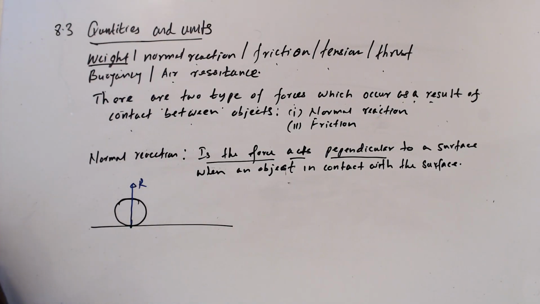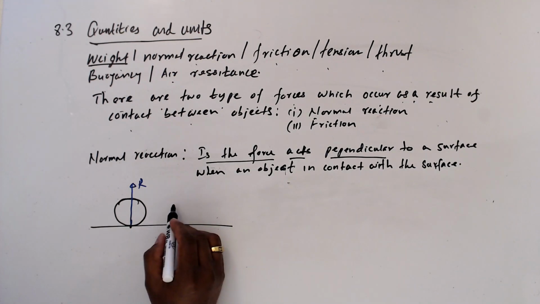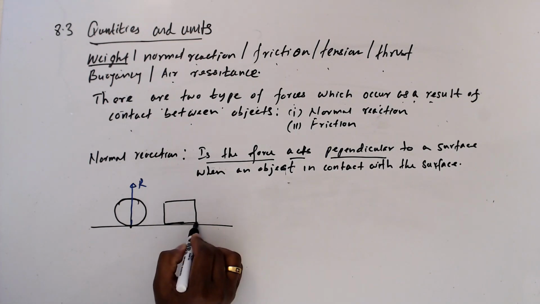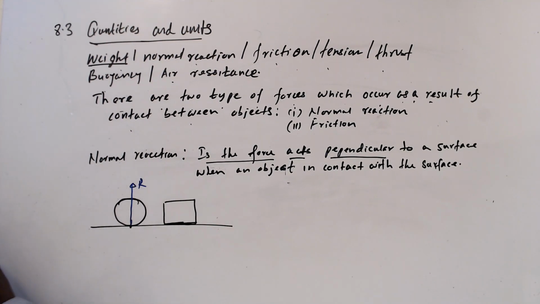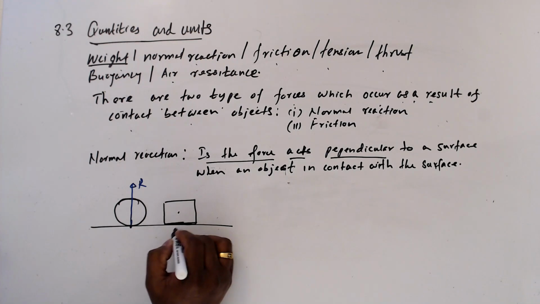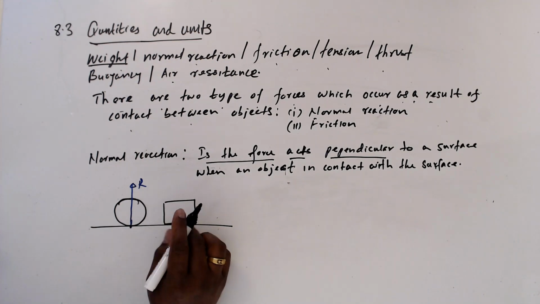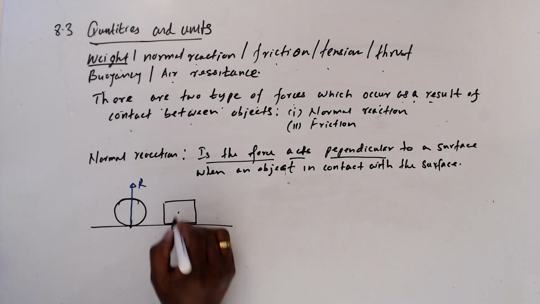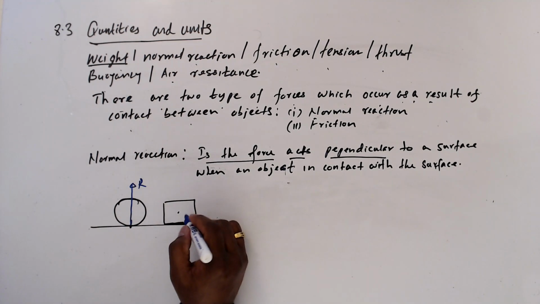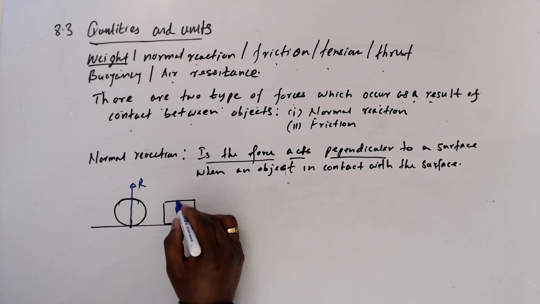If I keep, let's say, a box on this table, then we consider that everywhere it is touching is creating a normal reaction, but like mass acting at one place, instead of every normal, I can make one normal. Usually it's going through the center.